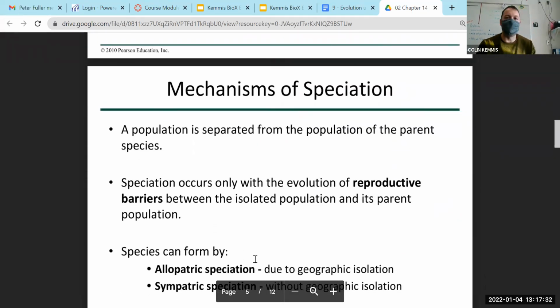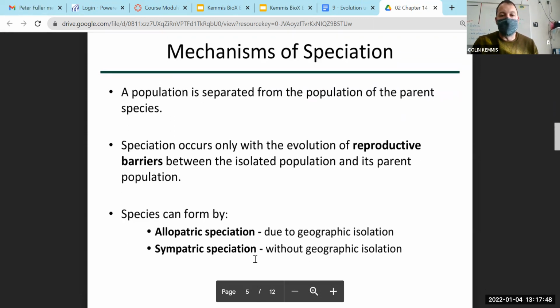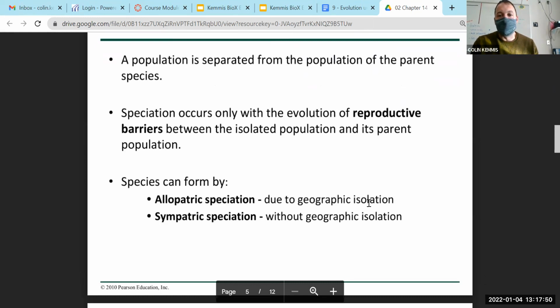All right, let's talk about the mechanisms of speciation here. There's two big types, allopatric and sympatric. Basically, we need a group of organisms to be isolated in some way. And the easiest one is geographic isolation. Maybe there's a mountain range. Maybe there's an ocean. Maybe there's the Grand Canyon. There's different squirrels on different sides of the Grand Canyon. They're different species. They're separated by the canyon. It's huge.